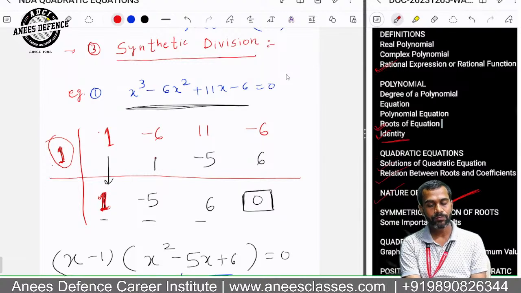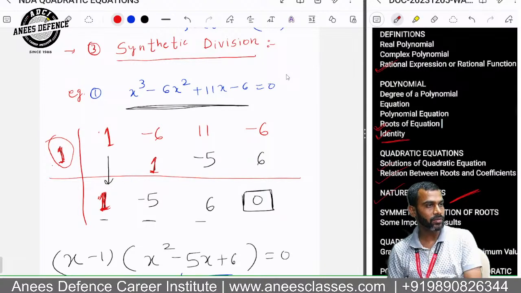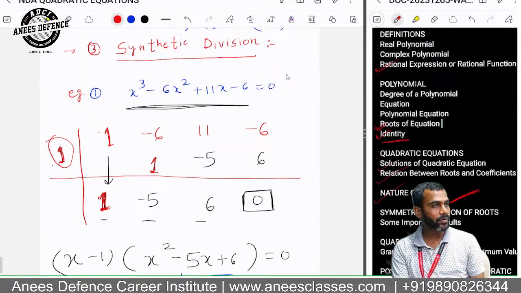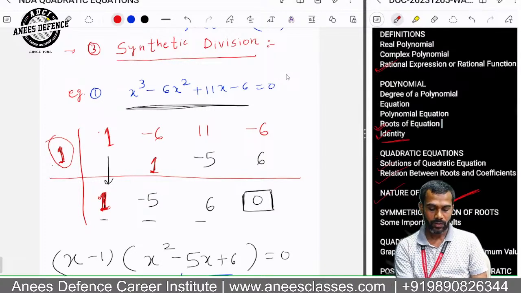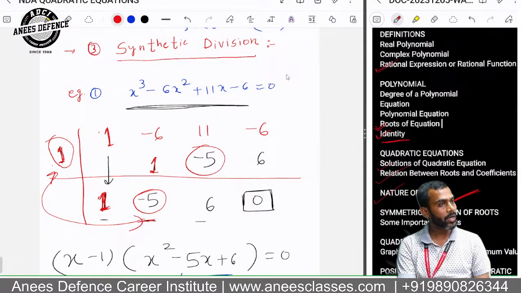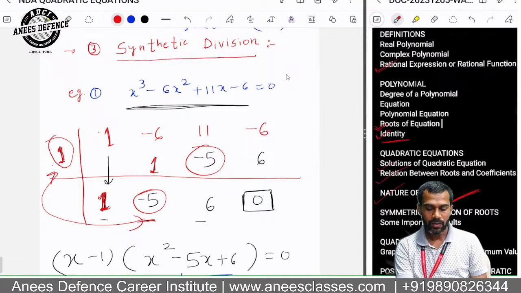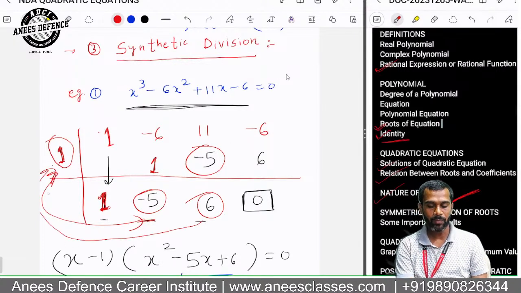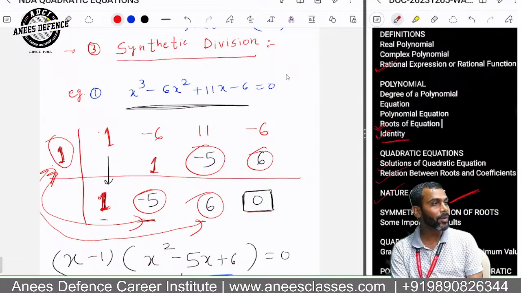1 into 1 is 1. So I have to write it here below the next term. Now you have to add. Minus 6 plus 1 is minus 5. Again multiply: minus 5 and 1, what will you get? Minus 5. Again I have to write minus 5. Then just add 11 minus 5, 6. Again multiply 6 and 1, you'll get 6. Just add 0. So 0 is the remainder basically.